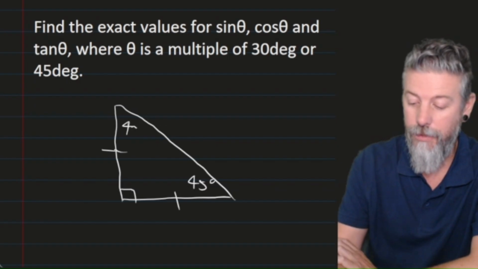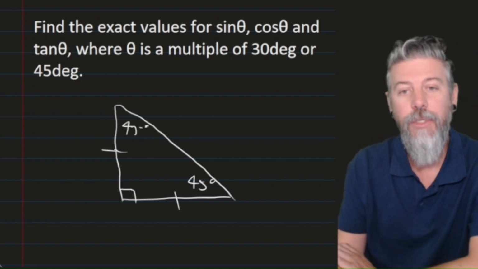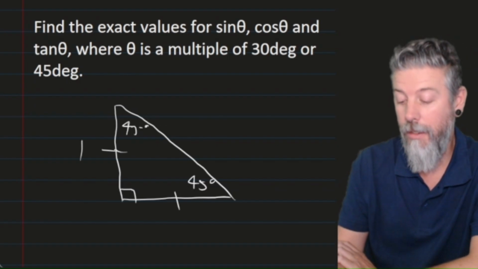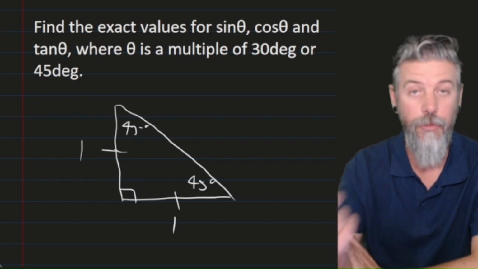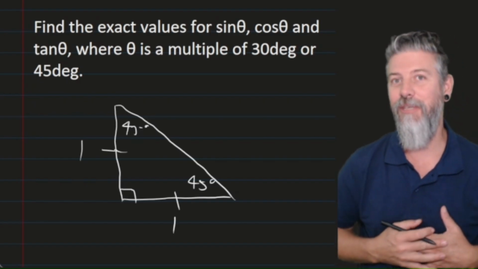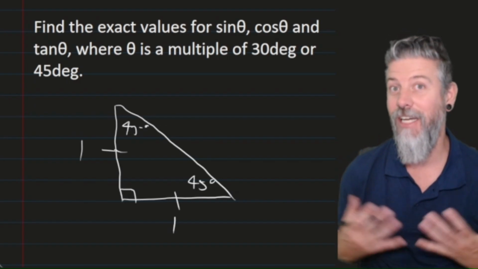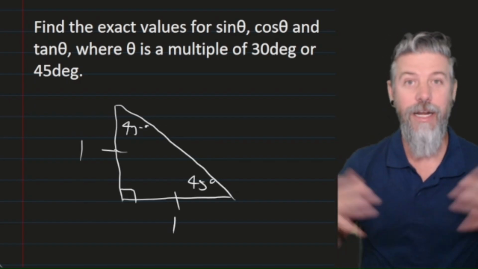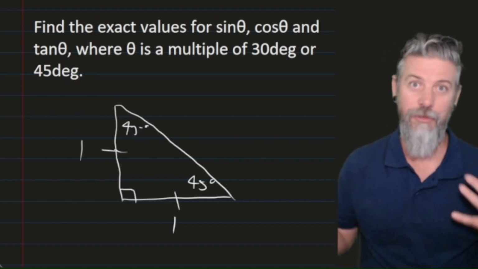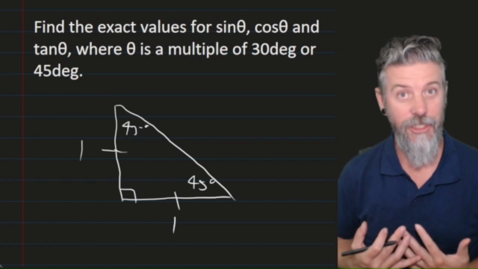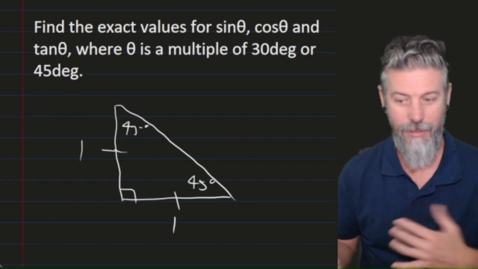So here we have 45 and 45. Now we say that the side lengths are unit 1 that are equal. Now, with trigonometry, all of the trigonometric expressions are ratios. So it doesn't actually matter how big this triangle is. It could be 10 by 10 or 50 by 50. What we care about is the ratio of the sides. So 1 by 1 is the easiest.